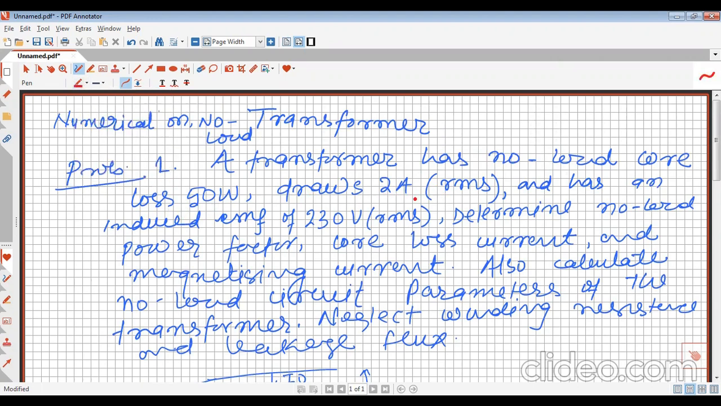It draws 2 ampere RMS. Means when a transformer is not loaded, still it draws 2 ampere current from the primary side and has an induced EMF. Due to this primary current, there is an induced EMF, 230 volt RMS is given. Determine no load power factor, core loss current and magnetizing current. Also calculate no load circuit parameters of the transformer, neglecting winding resistance and leakage flux.